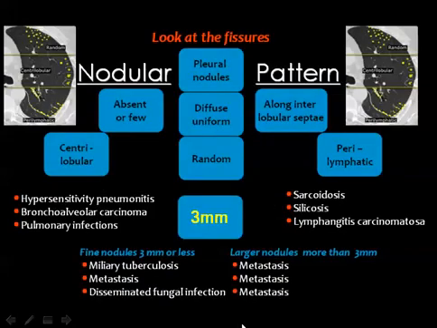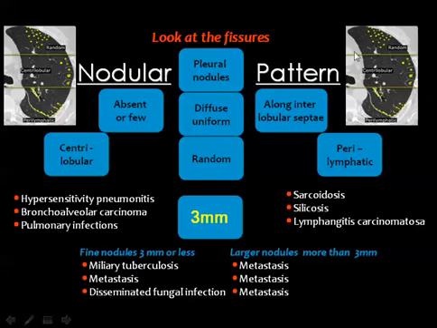Then this is the differential diagnosis. Look at here. Then look at the fissure. If you see nodules on the fissure, this is diagnostic of lymphatic distribution. What are the diagnoses? Sarcoid, and you also get pneumoconiosis, lymphangitis carcinomatosa, and pulmonary interstitial edema. If you get centrilobular distribution, meaning nodules within the center of the lobule, this is hypersensitivity pneumonitis, bronchoalveolar carcinoma, and infection.